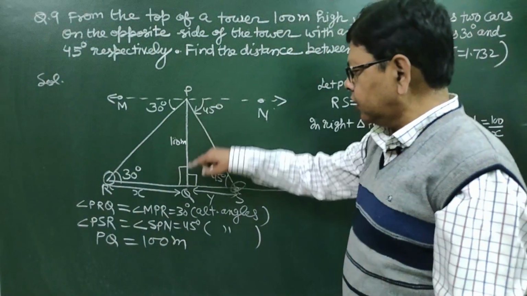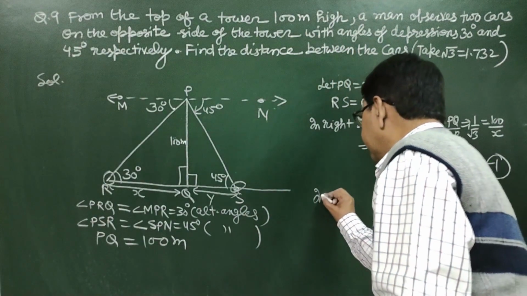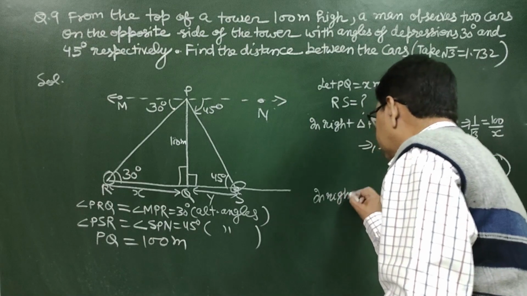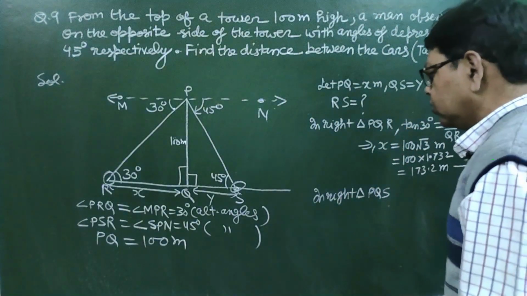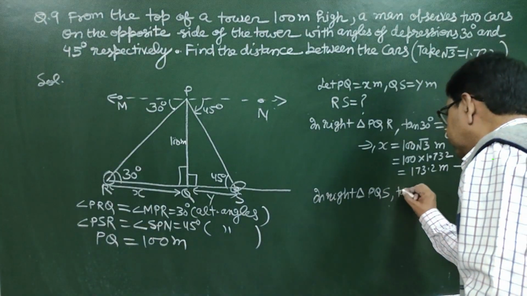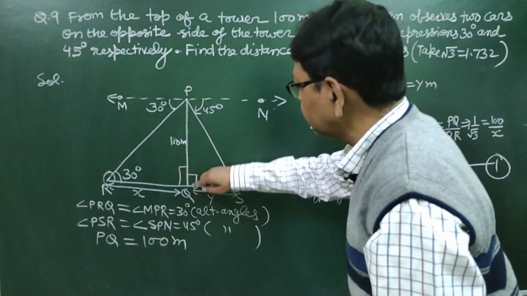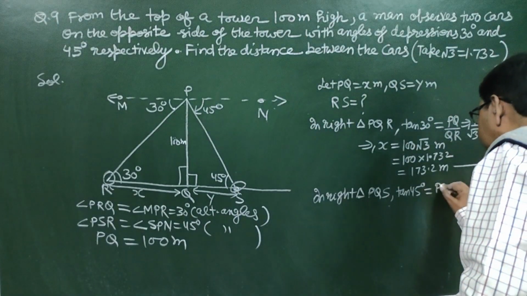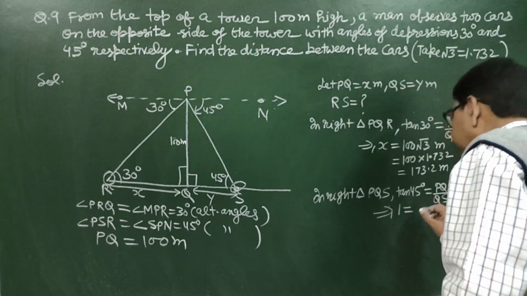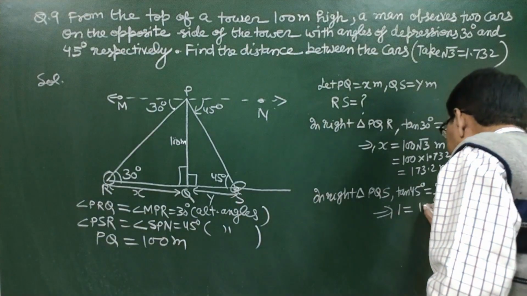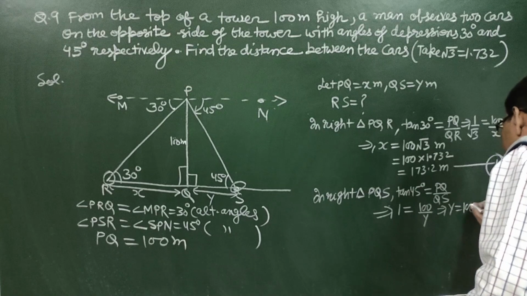Now let us consider the other right triangle PQS. In right triangle PQS, tan 45 degree is equal to perpendicular, that is PQ, upon QS, and tan 45 is 1, PQ is 100 upon y, so y is equal to 100 meter.